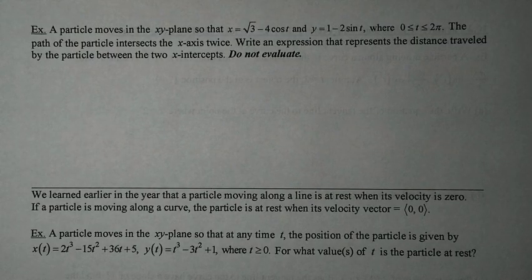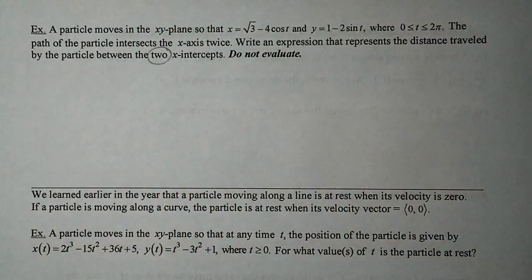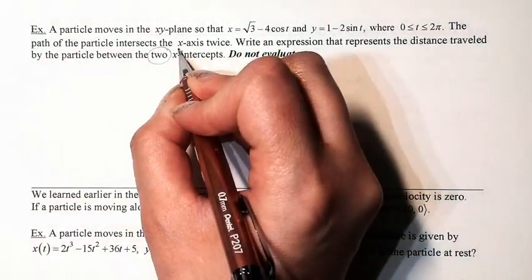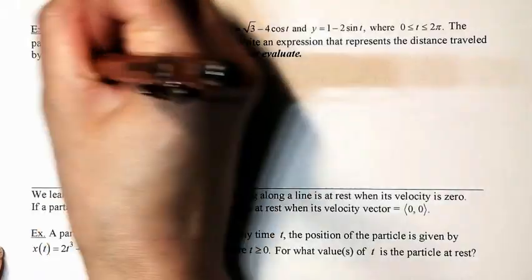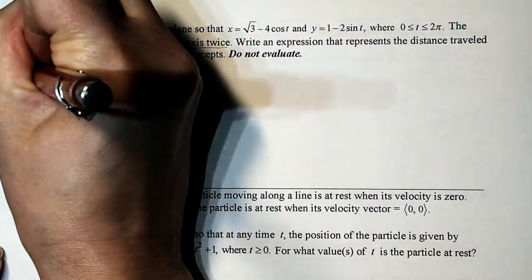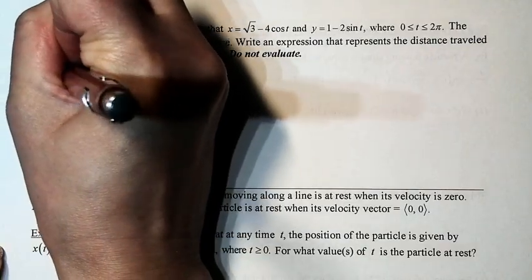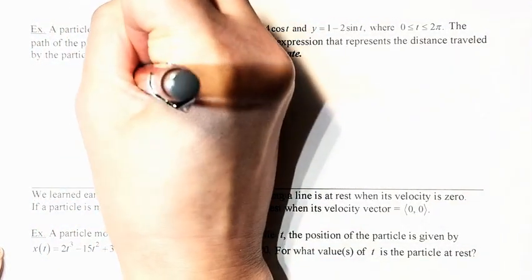So what is intersecting the x-axis? You know that a line intersects the x-axis when y equals 0. They are asking you to write the expression that represents the distance traveled by the particle between the two intercepts. They are telling you that there are two intercepts, and we need to find where this intersects the x-axis. As I was telling you, we know that there's an x-intercept when y equals 0.